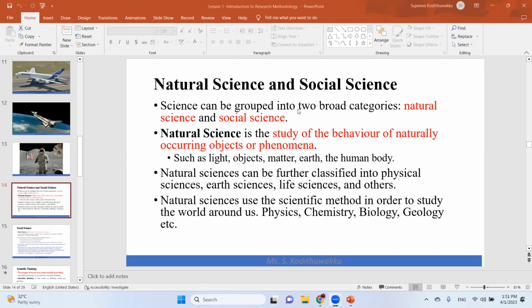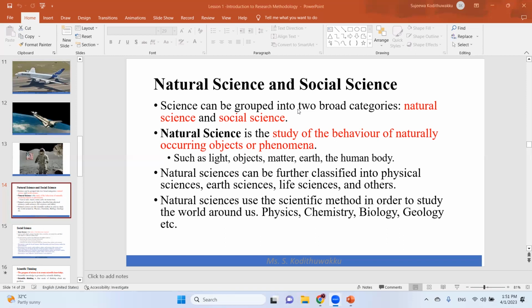Now, science can be grouped into two broad categories, natural science and social science. Natural science is the study of the behavior of naturally occurring objects or phenomena, such as light, objects, matter, earth, human body, etc. So let's say bioscience, simply natural science. In bioscience, they study the human body or the animal body. Then botany is a science. In botany, they study trees or, let's say, animals, right? So they are natural science.